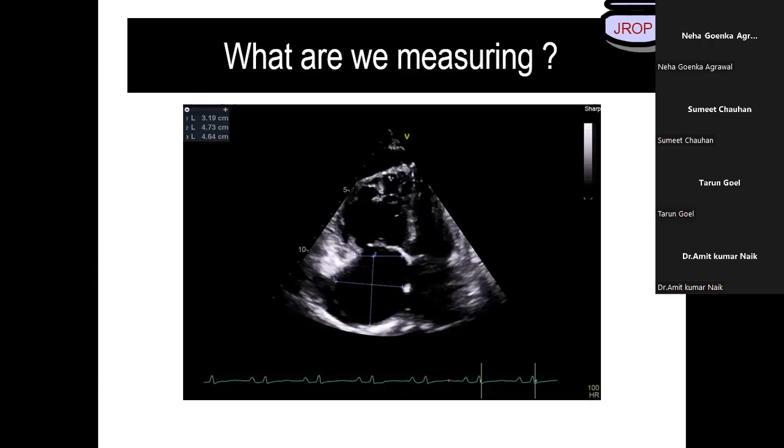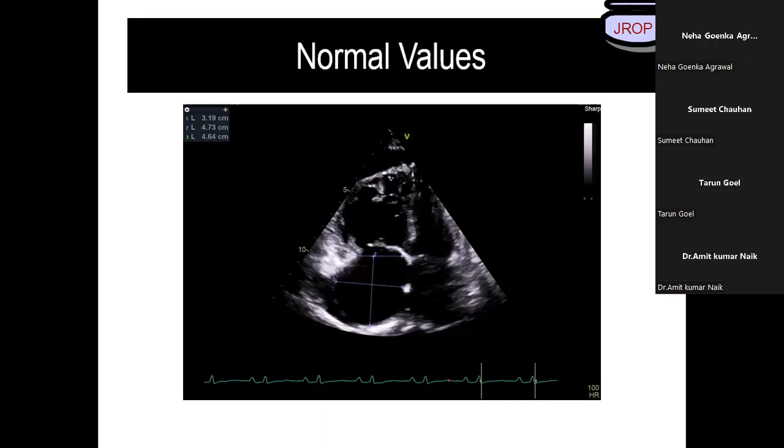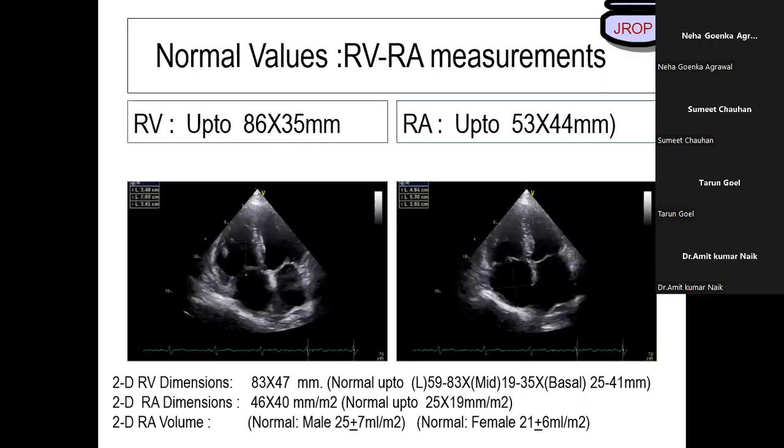So 2.8 centimeter. We do get two kinds of RA size, one is a long axis, one is a short axis, then RA volume, and they are indexed values. They are gender specific. So the RA dimensions are 46 into 40, 25 into 19 millimeters per meter body surface area. Yes, sir.